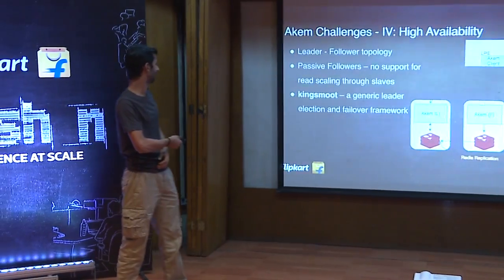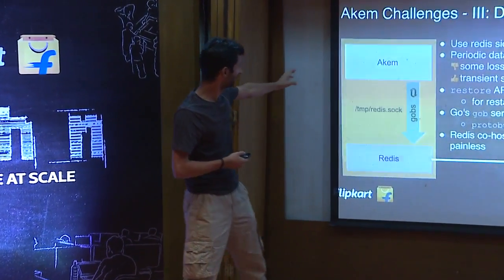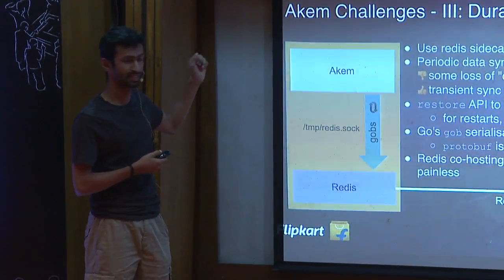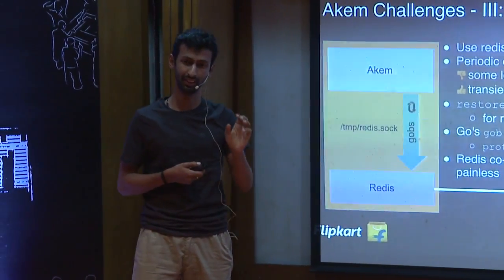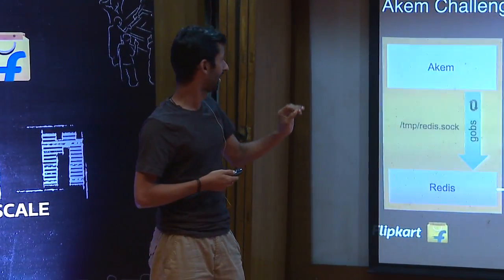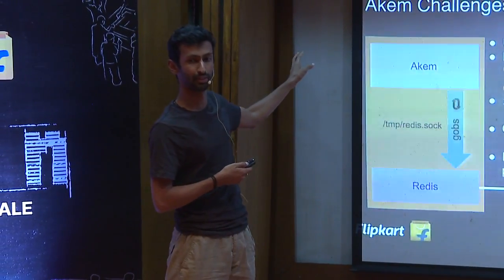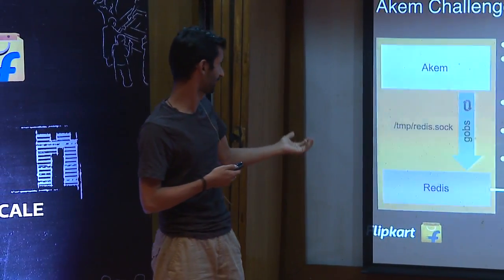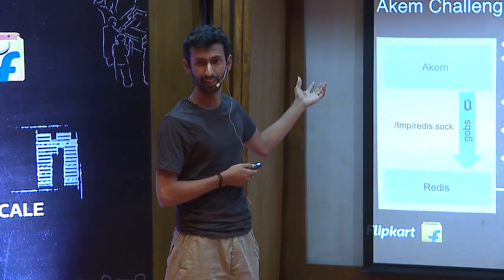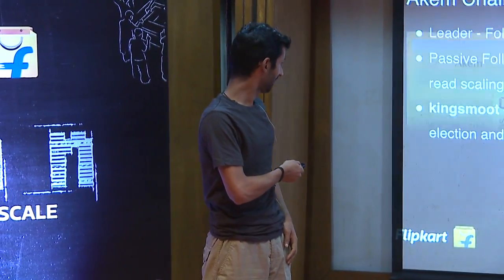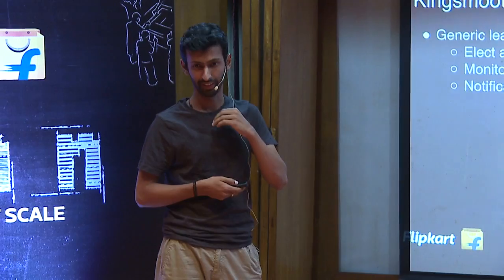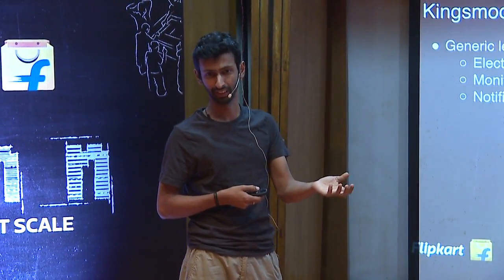Once the Kingsmoot library has decided that the current node needs to be the leader, it asks ACAM to become the leader. And it's ACAM's responsibility to just load up the data from the co-hosted Redis and get ready to serve requests. And whoever could not write the key, that means there is already a leader that exists.